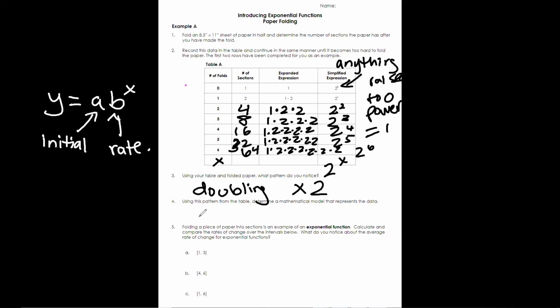So looking at our situation, what was our initial amount? How many sections did we start with? 1. So we've got y equals 1 times, what are we doing each time? Doubling. So we're going to say 2 raised to the x. Now, you're not going to see 1 times 2, because 1 times whatever's over here is whatever's over here. So we're going to actually shorten this to y equals 2 raised to the x.